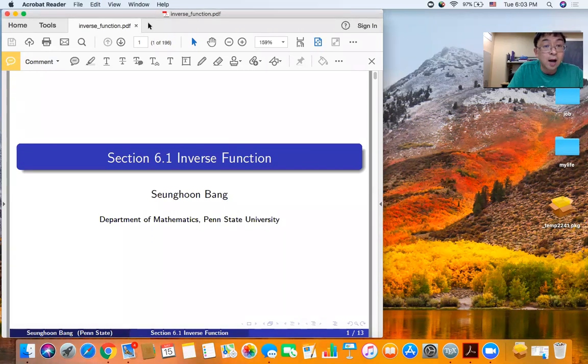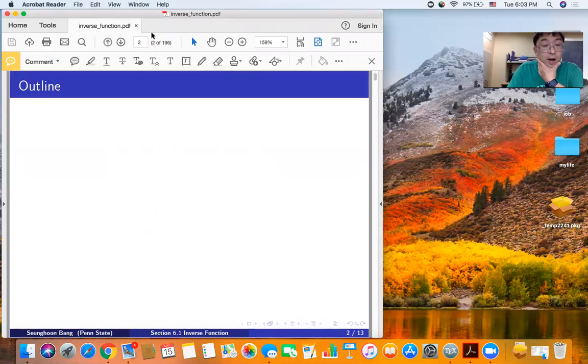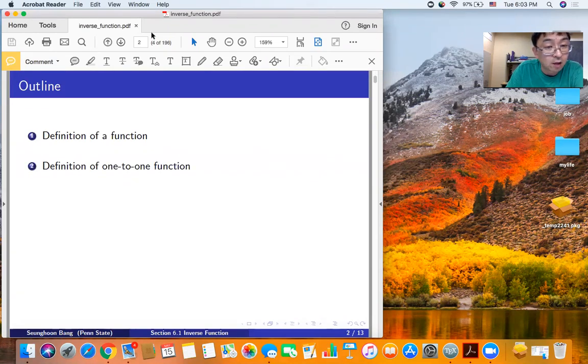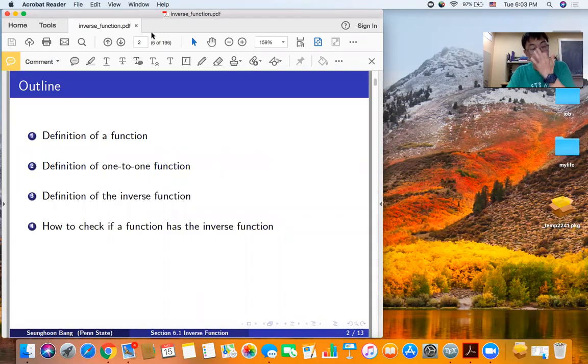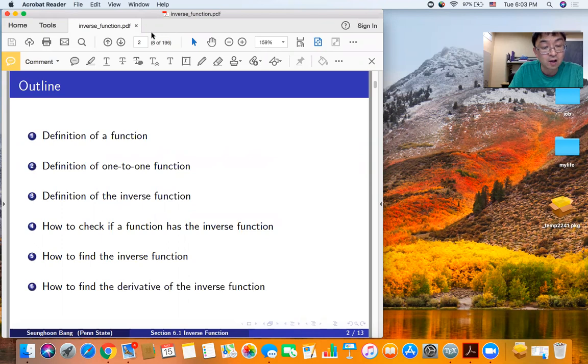This is something like an outline. I want to talk about the definition of a function, the definition of a one-to-one function, the definition of the inverse function, how to check if a function has an inverse function, how you can find the inverse function, and the last one, how you can find the derivative of the inverse function. I'm going to talk about six things today.